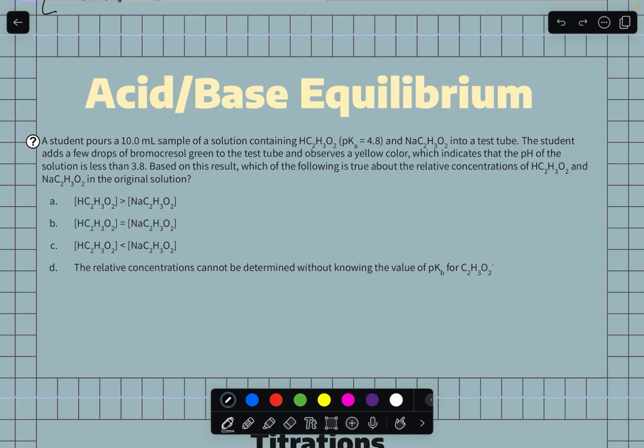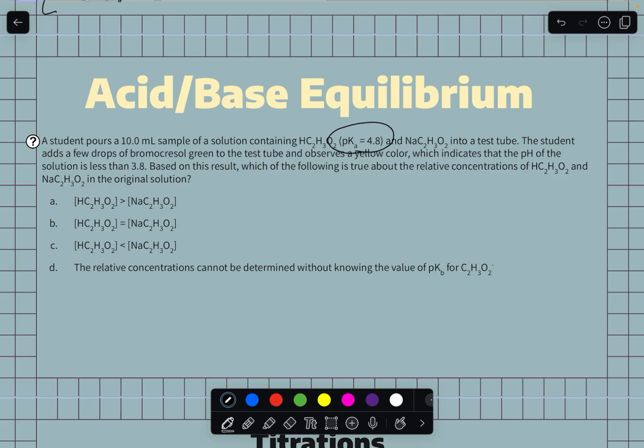Sorry about the bells, but let's look at this question here. Okay, this question is kind of long. A student pours a 10.0 milliliter sample of a solution containing HC2H3O2, which has a pKa of 4.8, and NaC2H3O2 into a test tube. So we have an acid and its conjugate in a test tube. The student adds a few drops of bromocresol green to the test tube and observes a yellow color, which indicates that the pH of the solution is less than 3.8. Based on this result, which of the following is true about the relative concentrations of HC2H3O2 and NaC2H3O2?